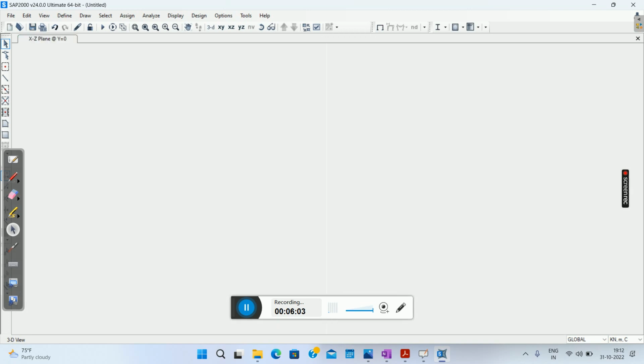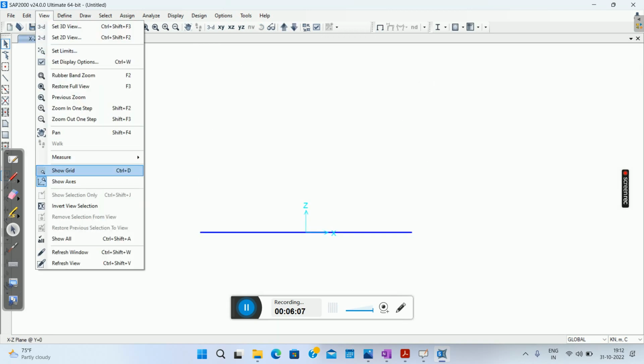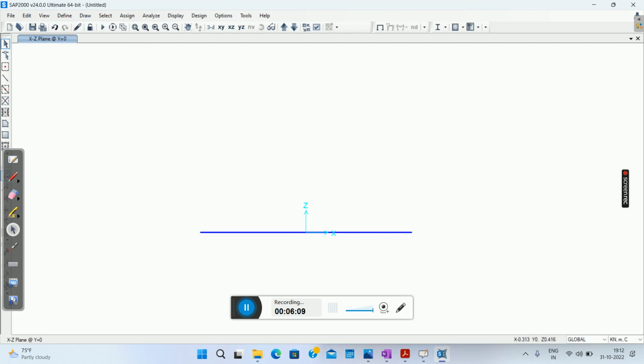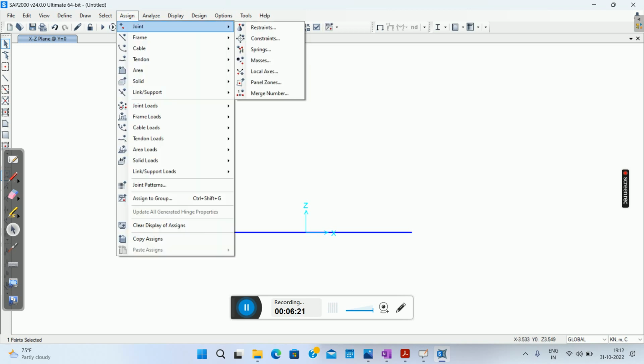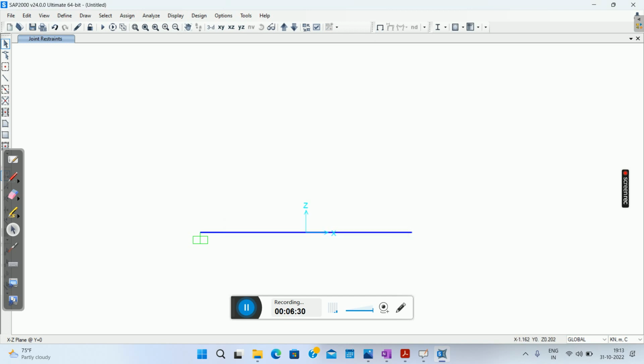So close this 3D view. Remove the grid lines for better understanding. So you know the definition. One end of the beam is fixed, the other end should be free. So select this joint, assign, joint, restraint. Here you should select this one, fixed. So apply, close.